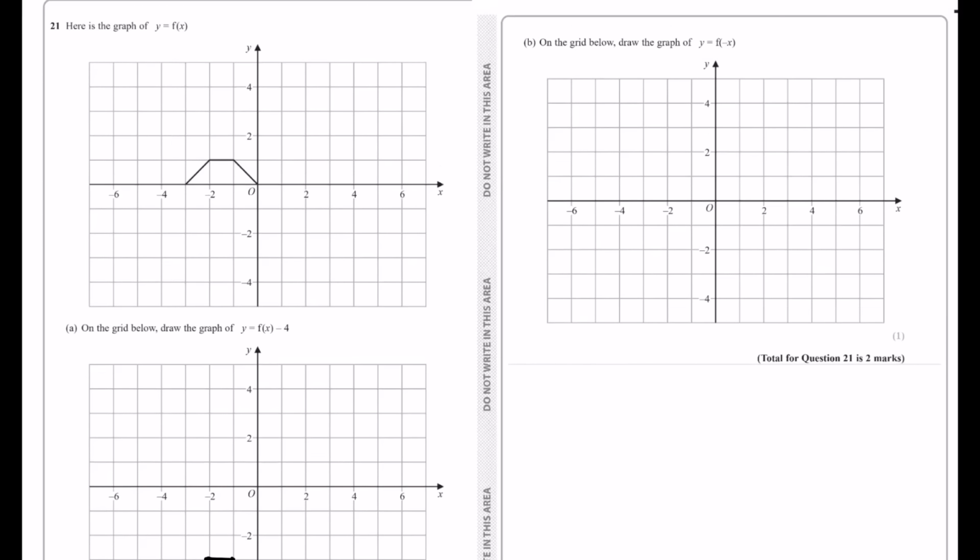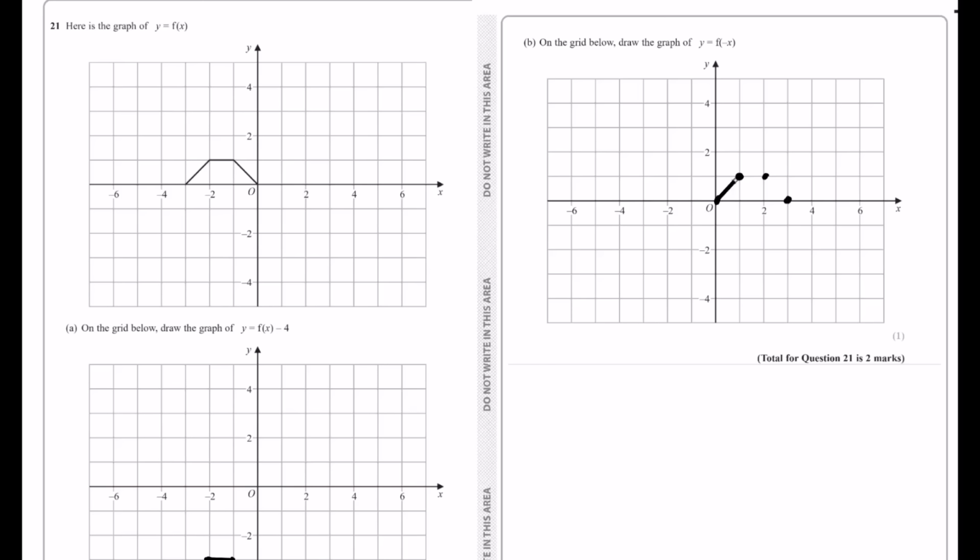And then part B, draw the graph of y equals f of minus x. So this time the change is inside the bracket. It changes the x coordinates. So 0, 0 stays as it is. -1, -1 is going to change to 1, -1. -2, 1 is going to change the x coordinate, so to 2, 1. And -3 on the x changes to 3 on the x.